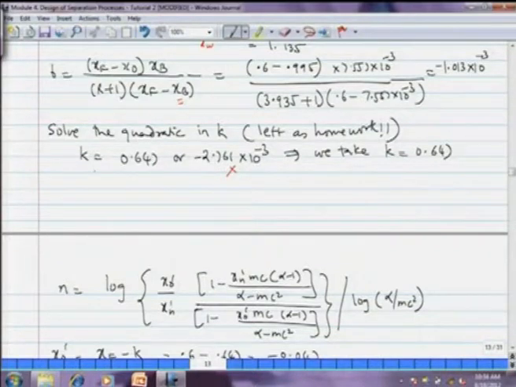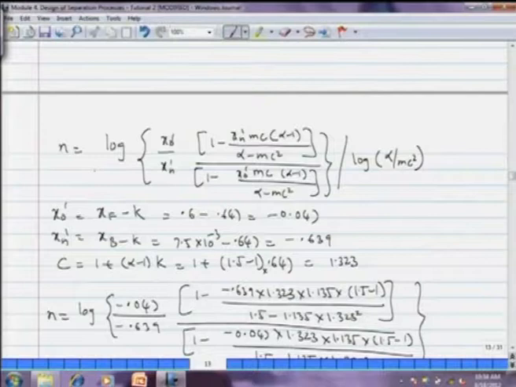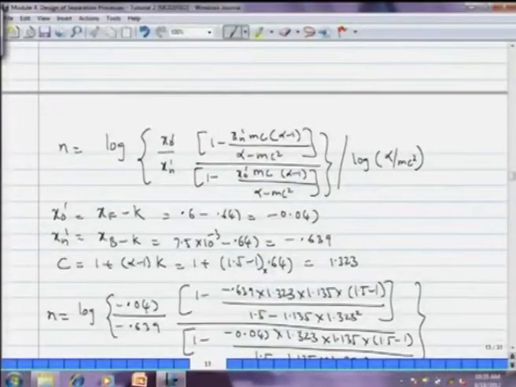We take the other value and proceed exactly the same way. But now remember, here x0 dash is the lower section of the column. So, x0 dash is xf minus k, because we are solving between the feed point and the bottom point. So, x0 dash is xf minus k, xn dash is xb minus k. So, xn is essentially xb and x0 is xf. This is the only difference, rest of the procedure is exactly the same.